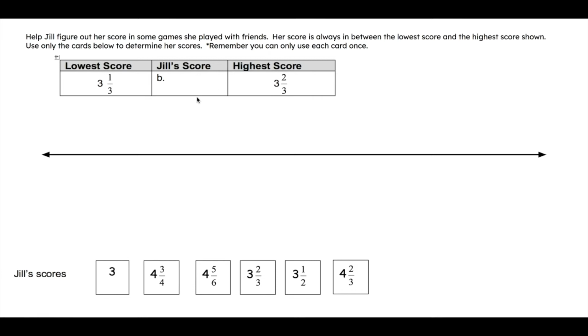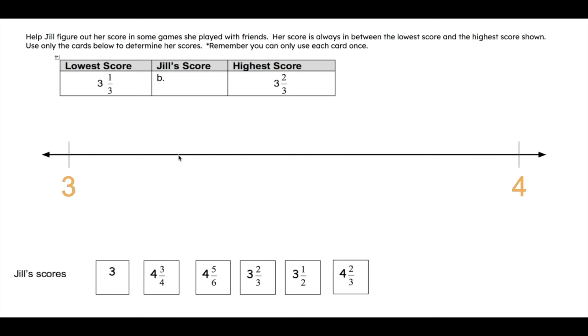So we know our numbers are in between 3 and 4. Okay, so let's find where 3 1/3 and 3 2/3 are. Both of these have a denominator of 3, which is good for us because now we don't have to change up how we're splitting it.